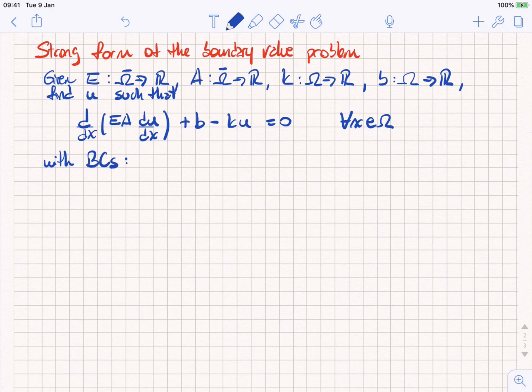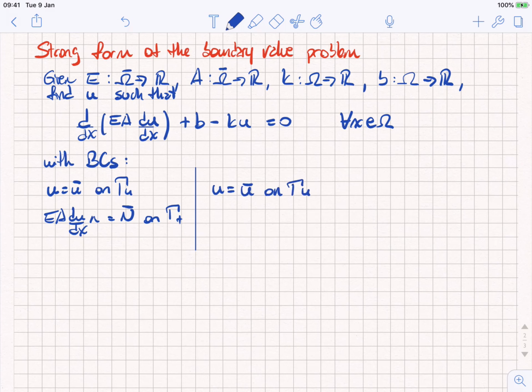And then here, as I said, we can choose. We can say, let's say, for example, u is equal to u bar on gamma U, and then EA du/dx is equal to N on gamma T, or we can change the second one, for example, by a convective type of boundary condition. Or there are different alternatives there.